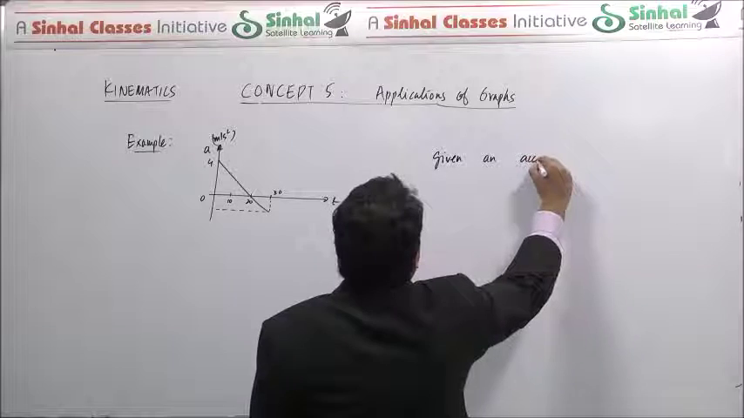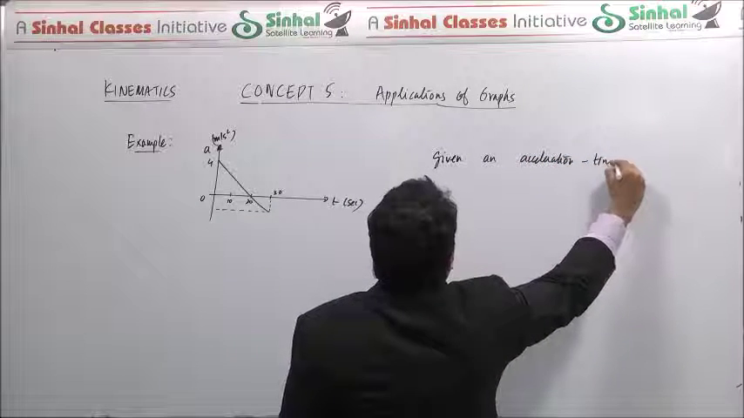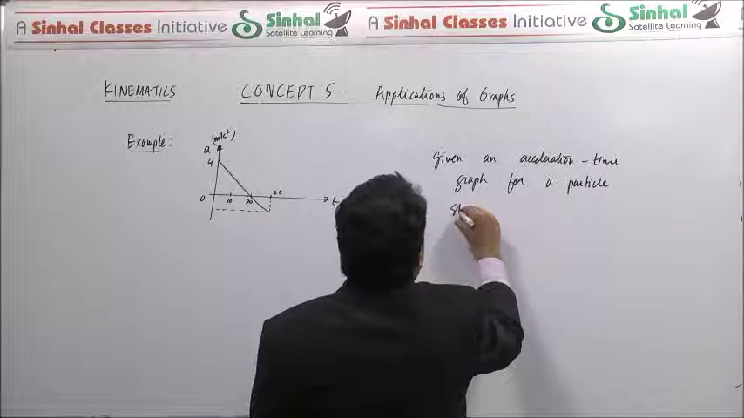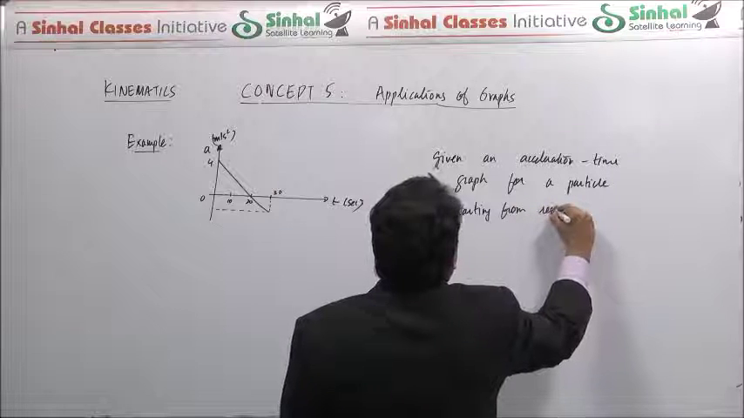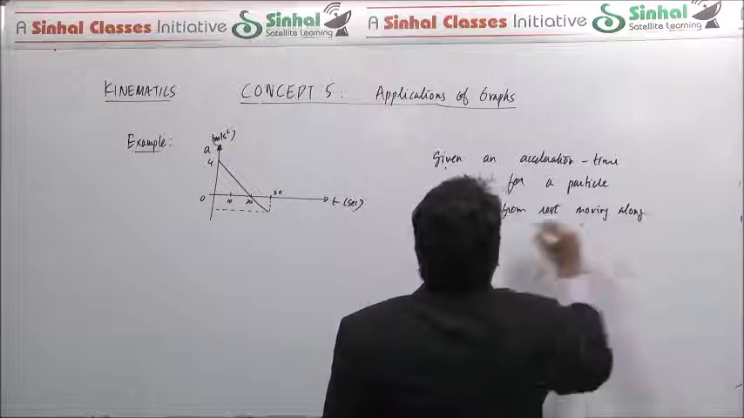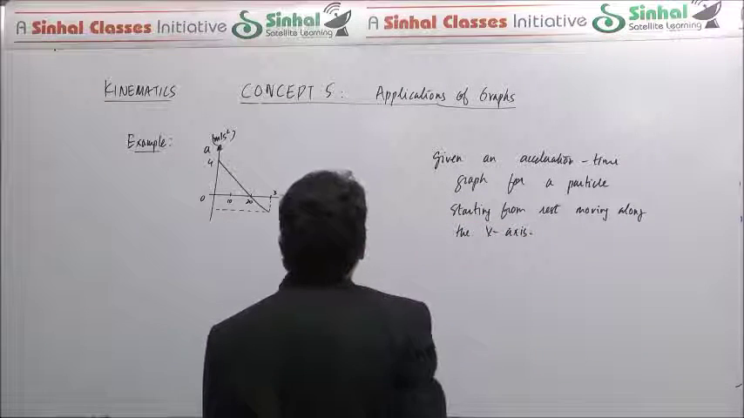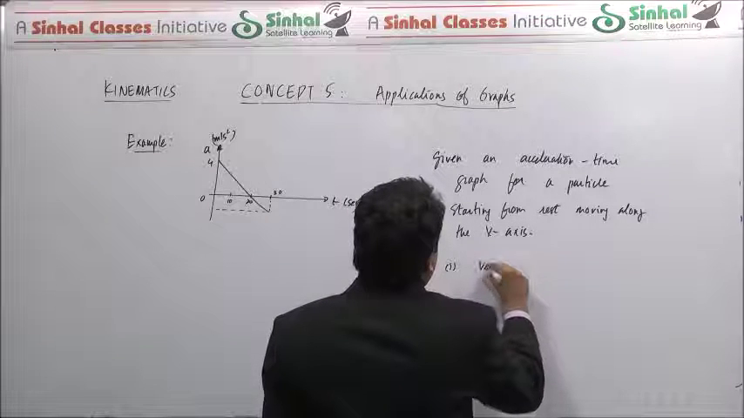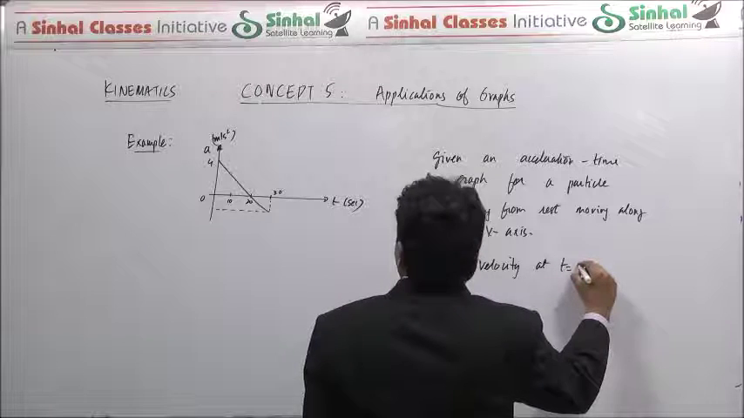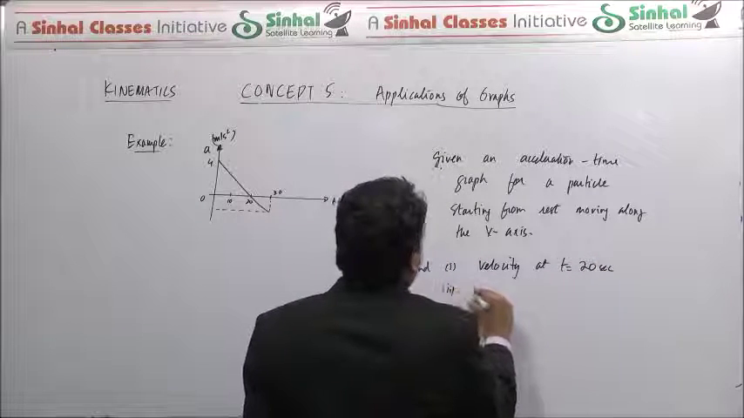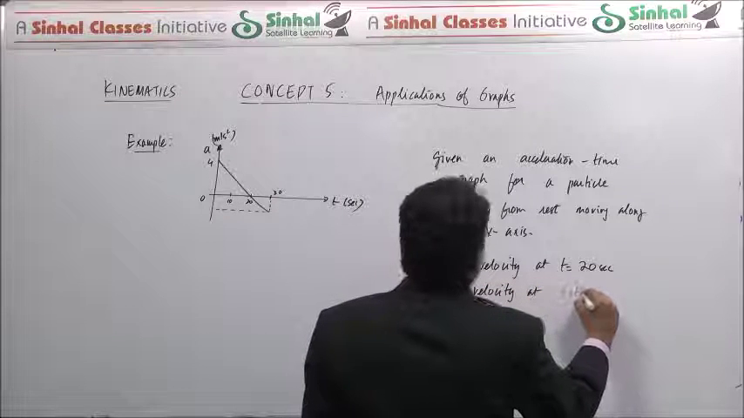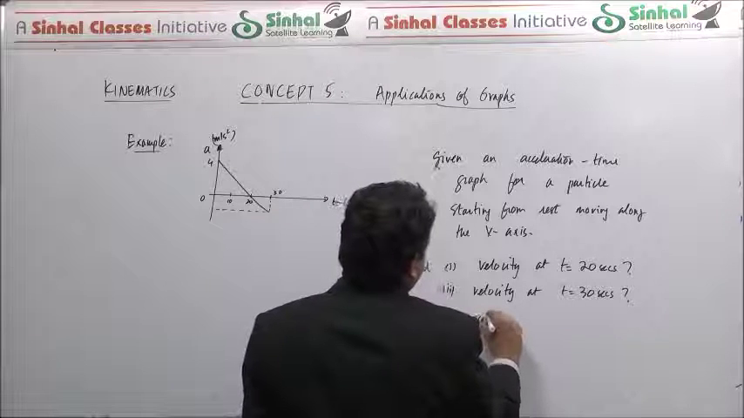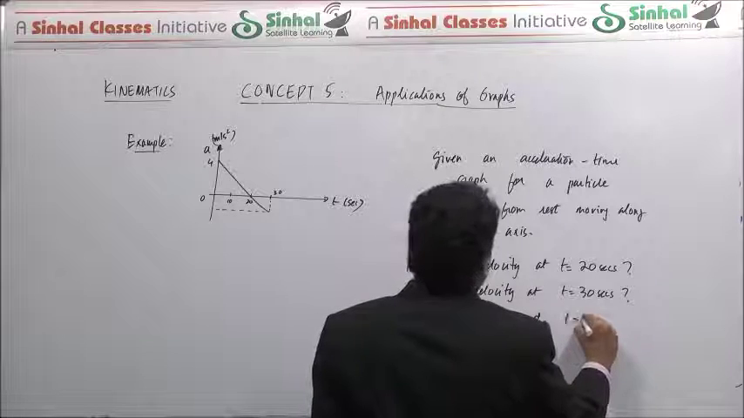So given an acceleration versus time graph for a particle starting from rest moving along the x-axis, we want to find the velocity at t equal to 20 seconds, the velocity at t equal to 30 seconds, and the acceleration at t equal to 30 seconds.